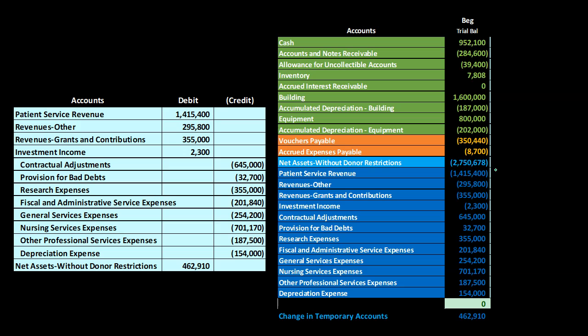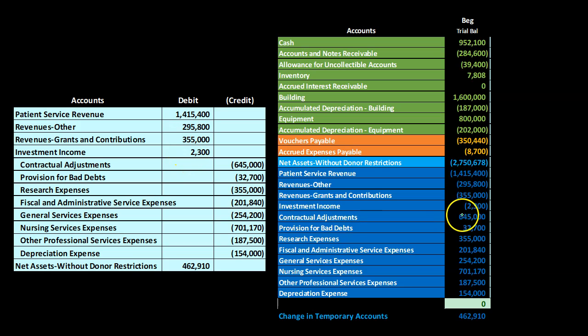So we've got one big long journal entry that's simply going to be closing out all of the temporary accounts. We're just going to go down the line. This one has a credit balance in it. It's patient service revenue, so we're going to build our journal entry and debit it. You'll notice it's a long, ugly journal entry, but it's pretty straightforward if you think about it. We're going to go through it step by step. Then we have the $295,800 for the other revenues with a credit down here. We will debit it to make it go down to zero. We've got the $355,000 credit here. We will debit it to make it go down to zero. We've got the investment income with a credit. We will debit it to make it go down to zero.